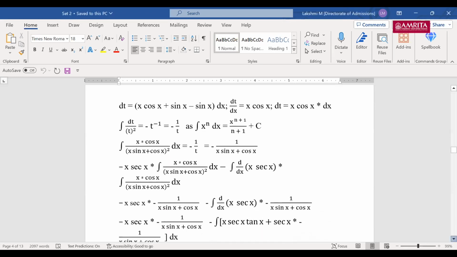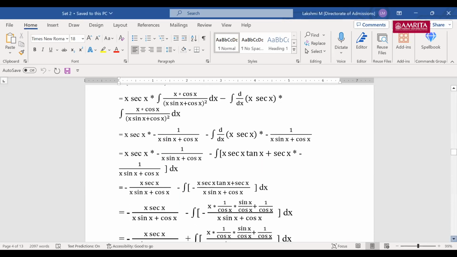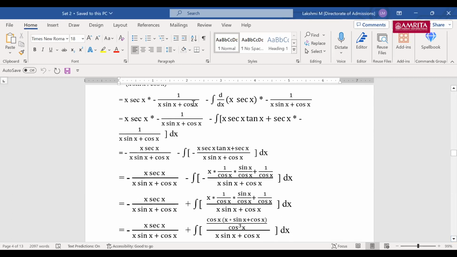Yes, I'll show you. This was the point where we started. This was the one: x sec x into, you have substituted for the integral, minus d by dx of x sec x. That you can do into minus 1 by x sin x plus cos x.